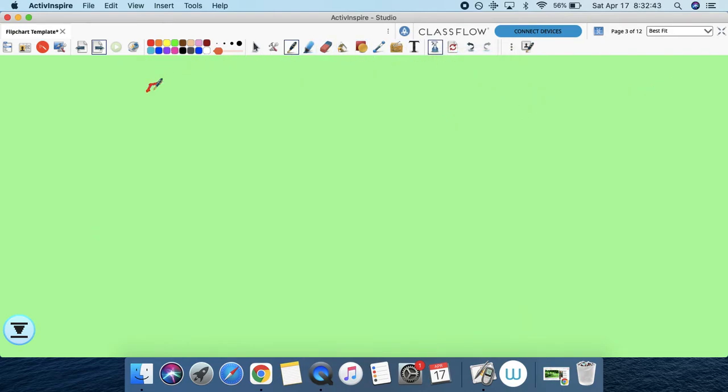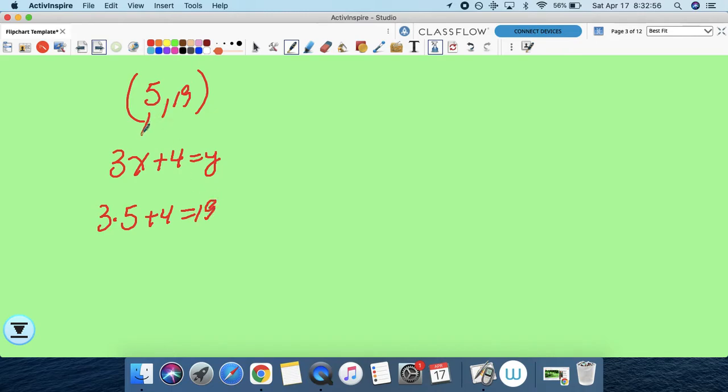12, ordered pair again, 5, 19. And the equation is 3x plus 4 equals y. So 3 times 5 plus 4 equals 19, right? Because this is x and this is y. So we get 15 plus 4 equals 19, and 19 equals 19.